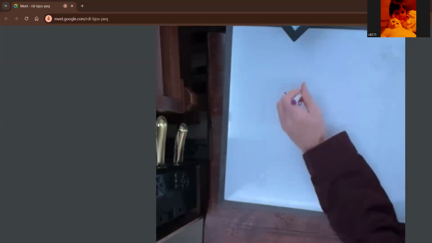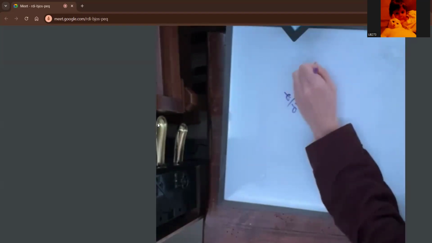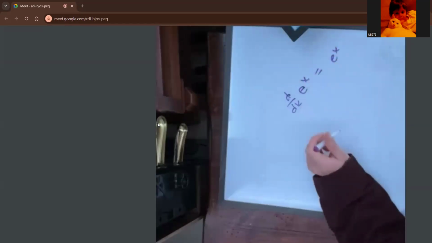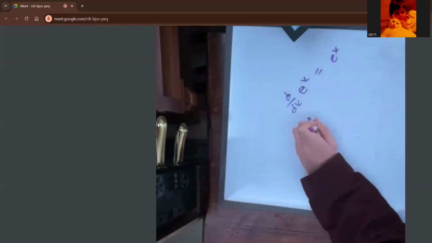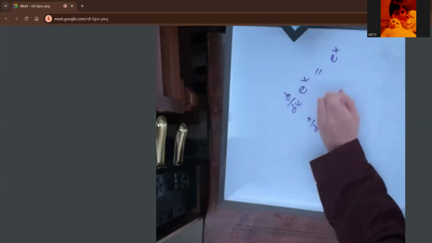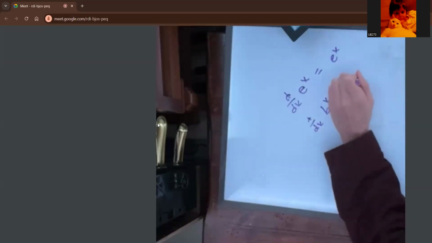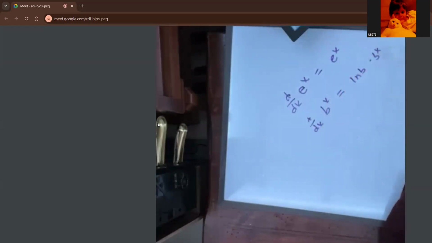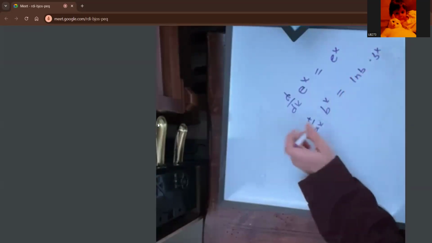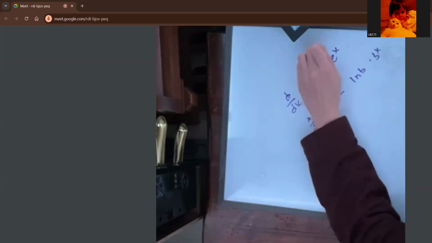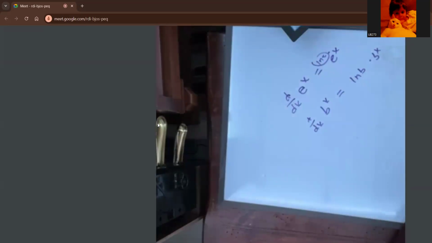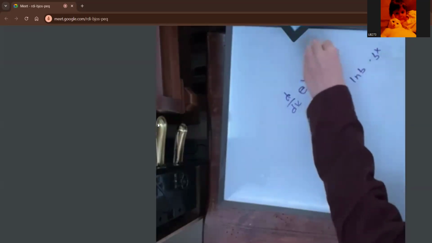Now, let's see. Some of the other specifics. Derivative of e to the x is just e to the x. Derivative of b to the x, where b is something, just a random number, is ln of b times b to the x. Now, a little thing about these two. This one is actually ln of e times e to the x, but ln of e is just 1. So that's why it's just e to the x.